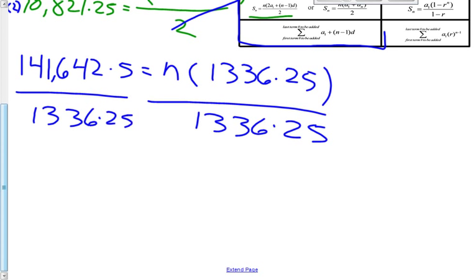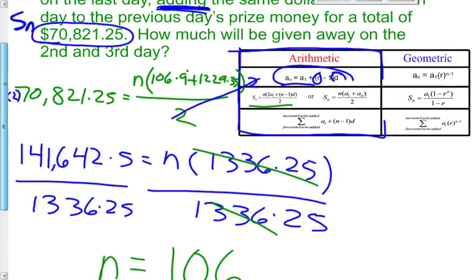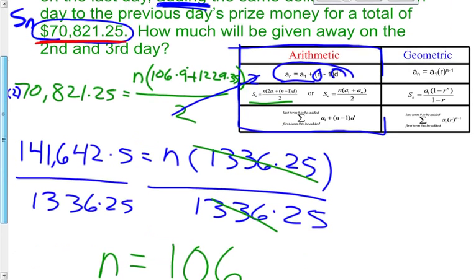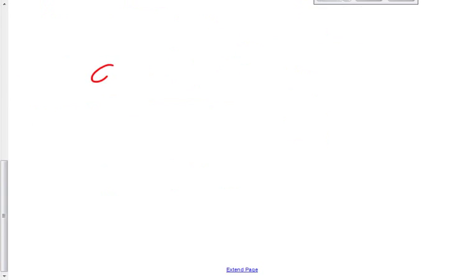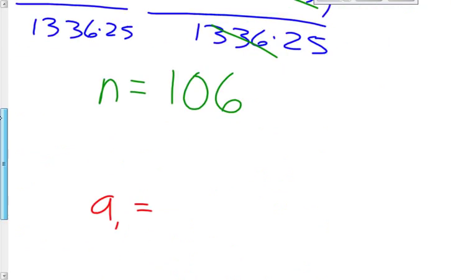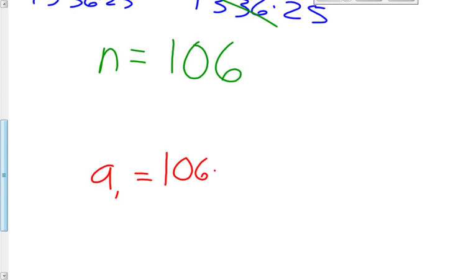How many days is this radio station going to do this for? N equals, and we get a value of 106. So for 106 days, class, they're going to give away a certain amount of money so that at the end, they're going to totally give away a grand total of this much money. So if they started with 106.9, this is the value of the first day. So a sub 1 equals 106.9. They're giving away this much money on the first day.